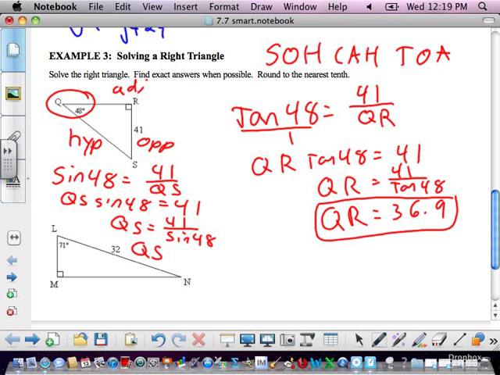So QS equals 55.2. Last step, I am missing an angle, but I have 2 of those angles. How am I going to find the missing angle? Add those 2 angles together. Okay, so I'm going to add 48 plus 90, and subtract it from 180. Why 180, Alicia? Because the interior angles of a triangle always equal 180. There we go. So S equals 42 degrees.